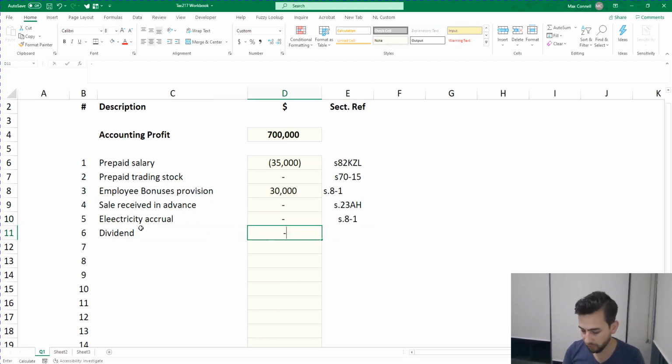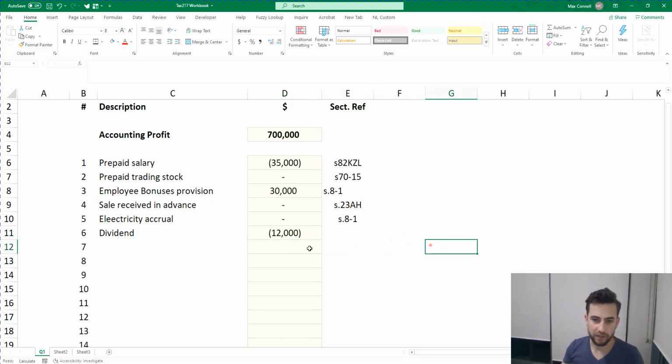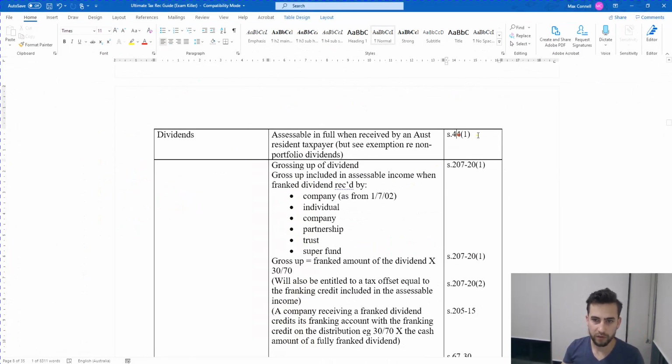So what do we need to do? We need to reduce their taxable income because they've got income we don't have to report. That's going to reduce our accounting profit down. And there's our section. Oh, I didn't copy it. Section reference is section 44-1.